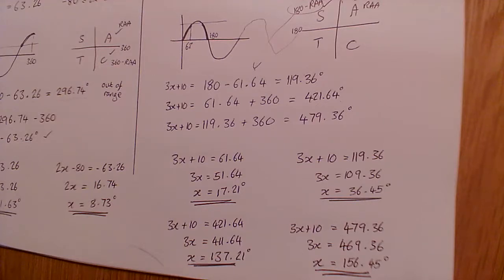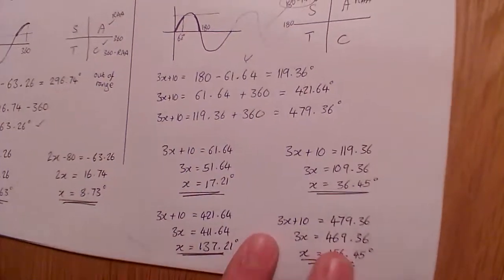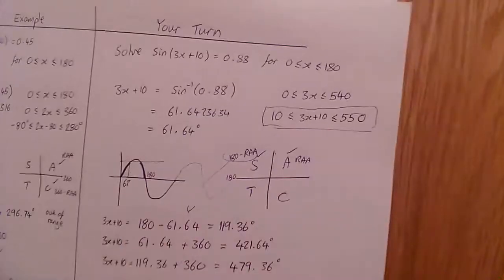There is one final type of trig equation I'm going to show you, but this is as difficult as it gets in terms of all of the thinking with multiple angles and sorting out crazy ranges. That is as hard as it is possibly going to get.